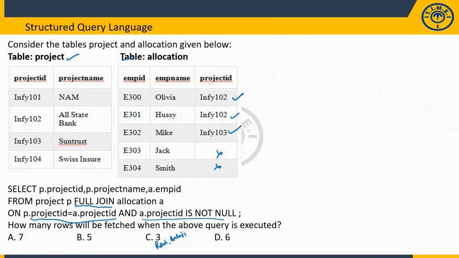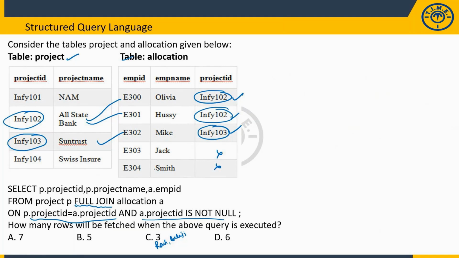Now, project ID equal to project ID, Infi 102 is matching with Infi 102. This is a correct match. And Infi 102 had a match with Infi 102. This is also one match. And Infi 103 had a match with Infi 103. This is one match. Okay. Now, these are the matching rows. Now, the remaining non-matching rows also should be in the output.